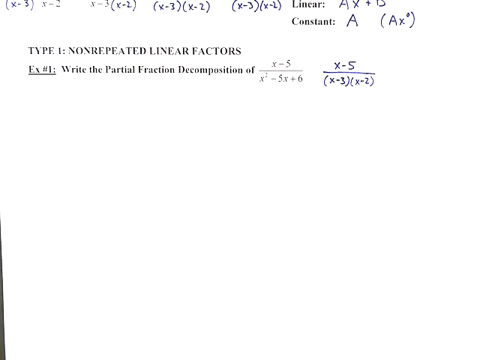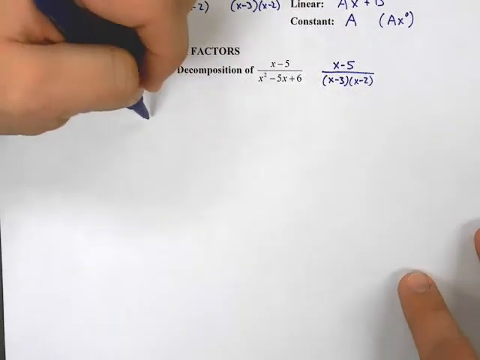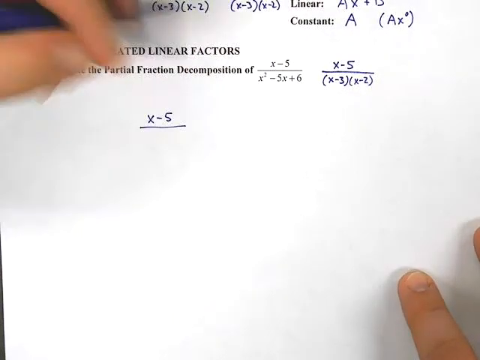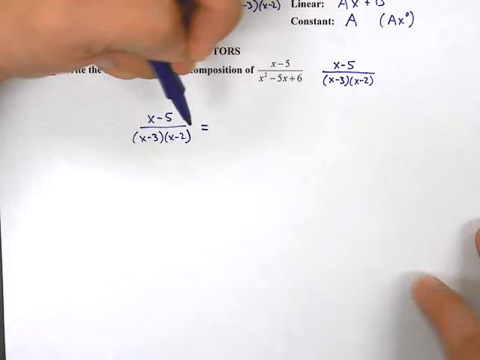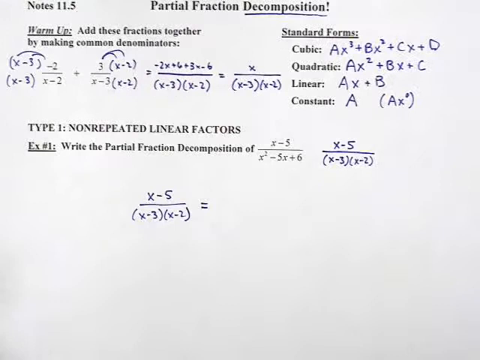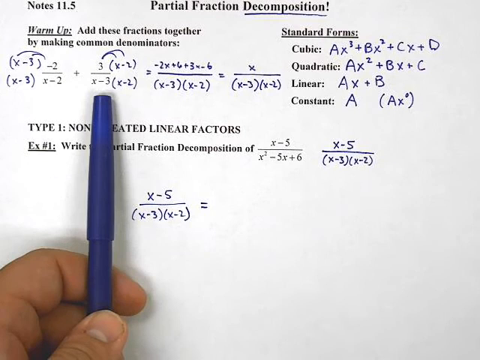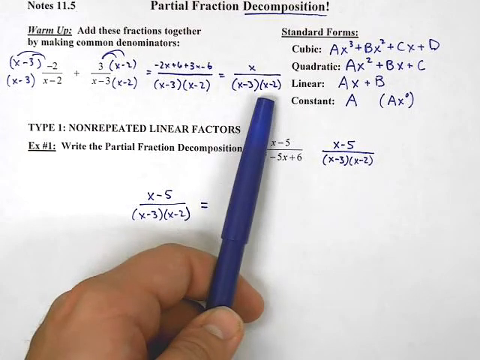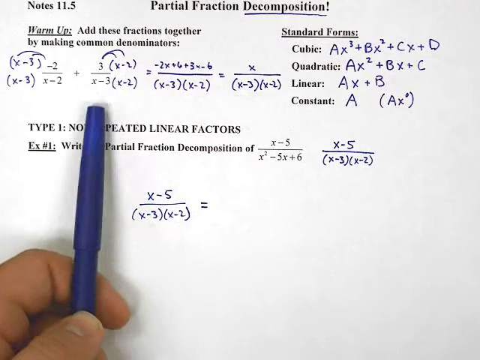All right. So here's the deal. Now that I have it at least in factored form, I can write x minus 5 over x minus 3, x minus 2, and this is going to equal something. What I need you guys to think about here: these were my original denominators. This was the denominator when I combined them, when I composed them. What would happen if I decompose this? Well, it would have to go back to the originals.